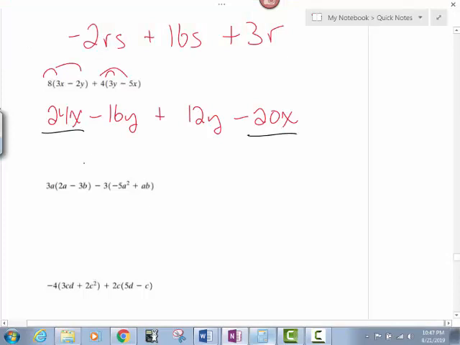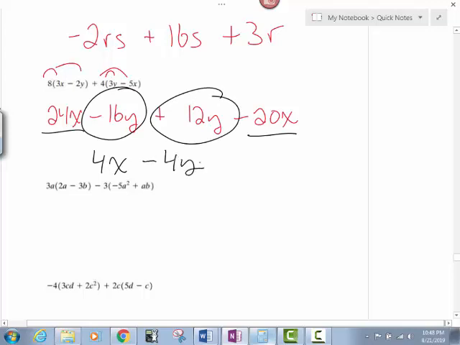24x minus 20x is a 4x. A minus 16y and a plus 12y is a minus 4y. Again, I stop at this point because one of them is an x and one of them is a y.